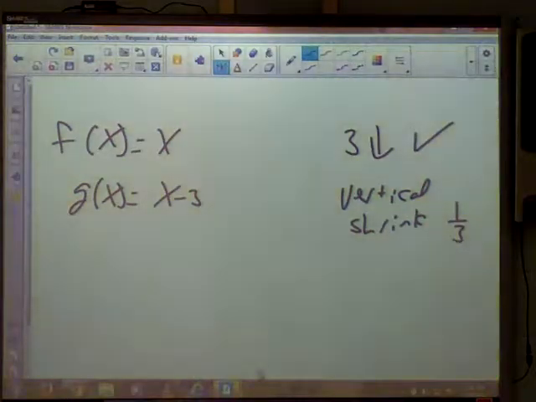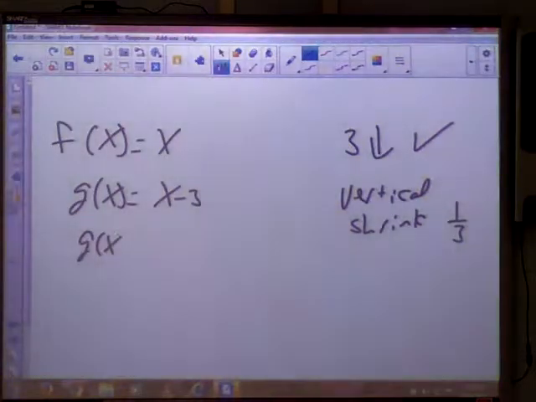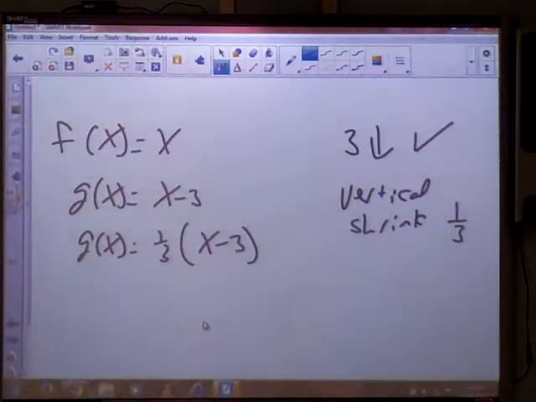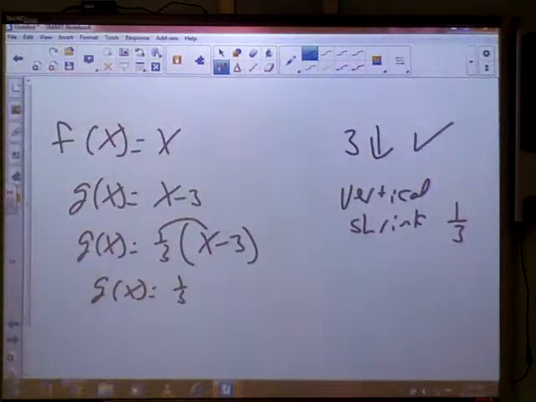Check. Now I got to do a vertical shrink of my new one, of what I'm working with there. Vertical, does that keep the 1/3 or does it take the reciprocal? Keeps it. Does it go just to the x or to the whole thing? Whole thing. So we're going to say g of x is 1/3 times the whole thing. Not a bad answer there, but you can clean that up. How does that get cleaned up? Distribute that 1/3. So that makes g of x is 1/3 x minus, what's 1/3 times 3?